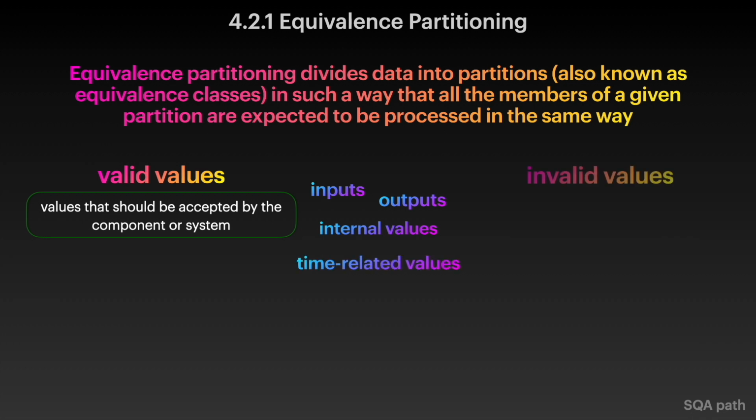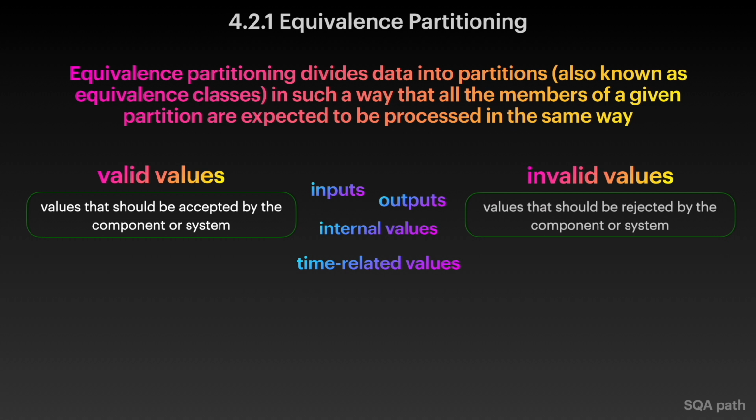Invalid values are values that should be rejected by the component or system. An equivalence partition containing invalid values is called an invalid equivalence partition. Partitions can be identified for any data element related to the test object, including inputs, outputs, internal values, time-related values, for example, before or after an event, and for interface parameters, for example, integrated components being tested during integration testing.